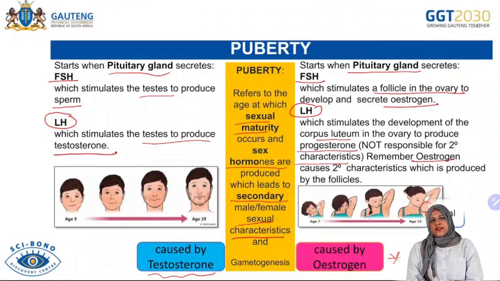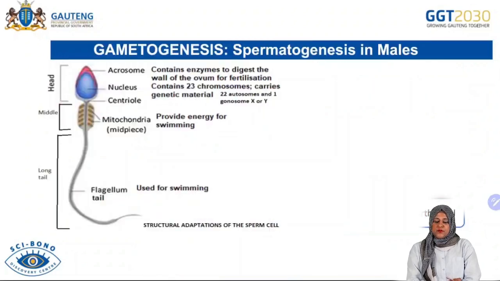Okay, now we're going to look at an important process that occurs at the start of puberty, and that is gametogenesis. In males, it is called spermatogenesis. Now, the production of sperm, you need to learn how to draw this diagram. So we will go through this quickly. You can see here that there is the head portion of the sperm, there is a neck region, and a long tail. Now, remember that I said you need to be able to draw this diagram.